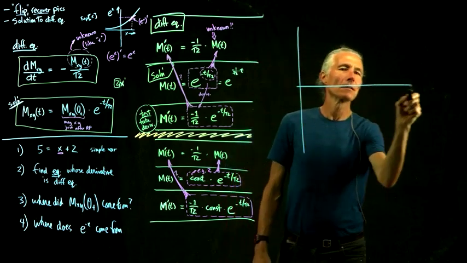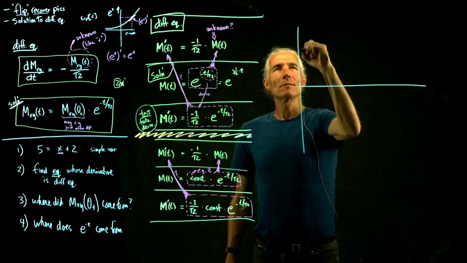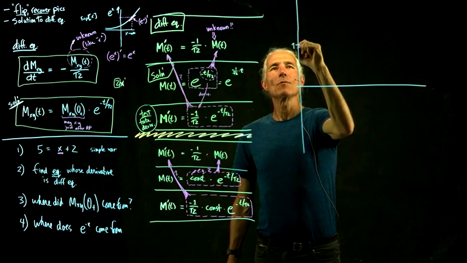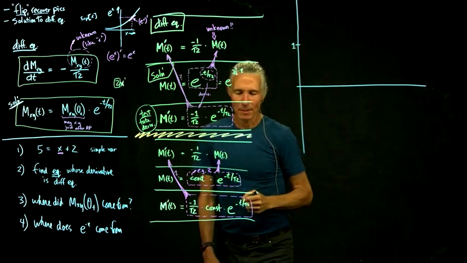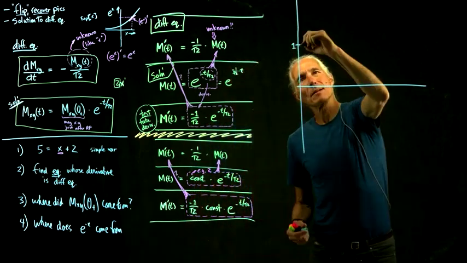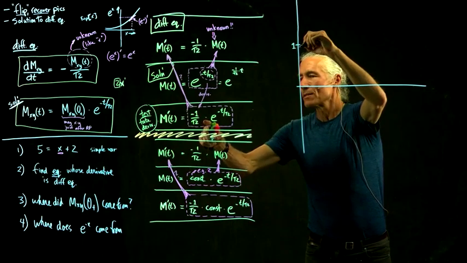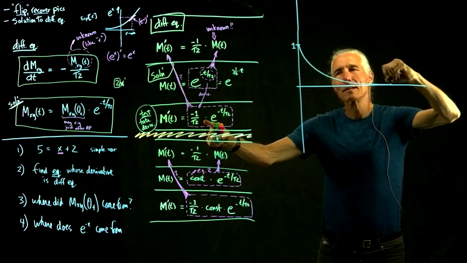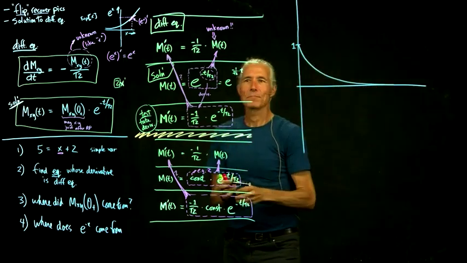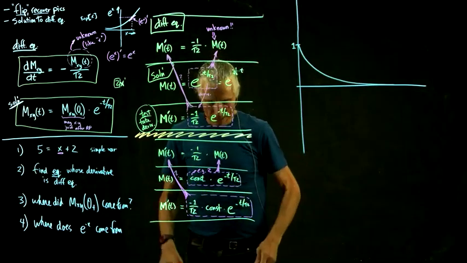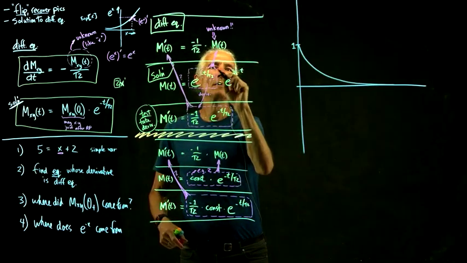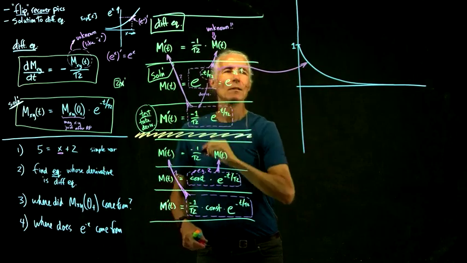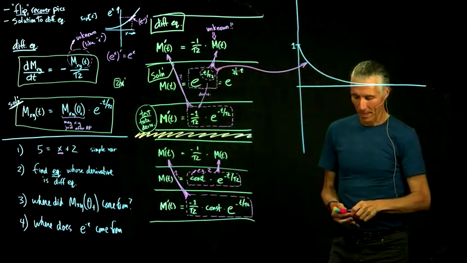So let's start with, say, start at 1 here for our first one. So what does it look like? Well, if you plot out this first solution, it will look something like that. Okay, so that would be this guy. So that's what the solution looks like.